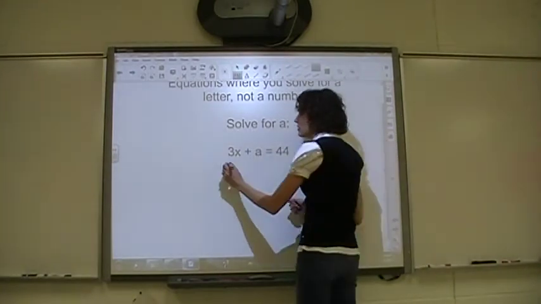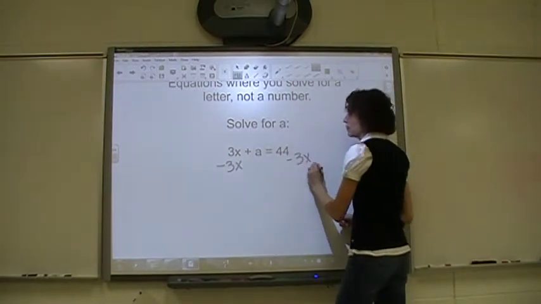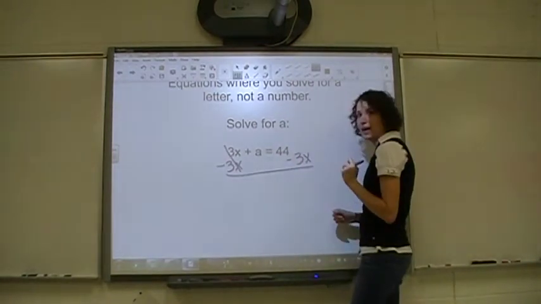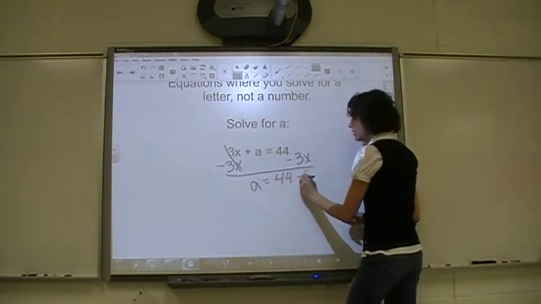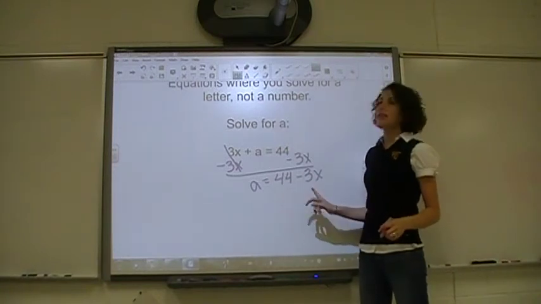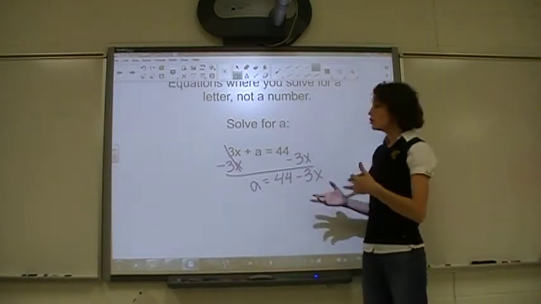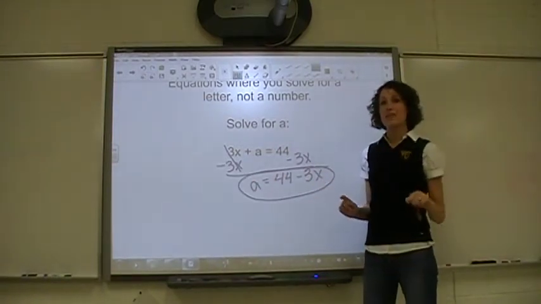So what you want to do is subtract 3x on both sides. So these cancel on the left. My answer is A equals 44 minus 3x. And that's my final answer because 44 and 3x are not like terms, so you cannot combine them. So A equals 44 minus 3x is my final answer.